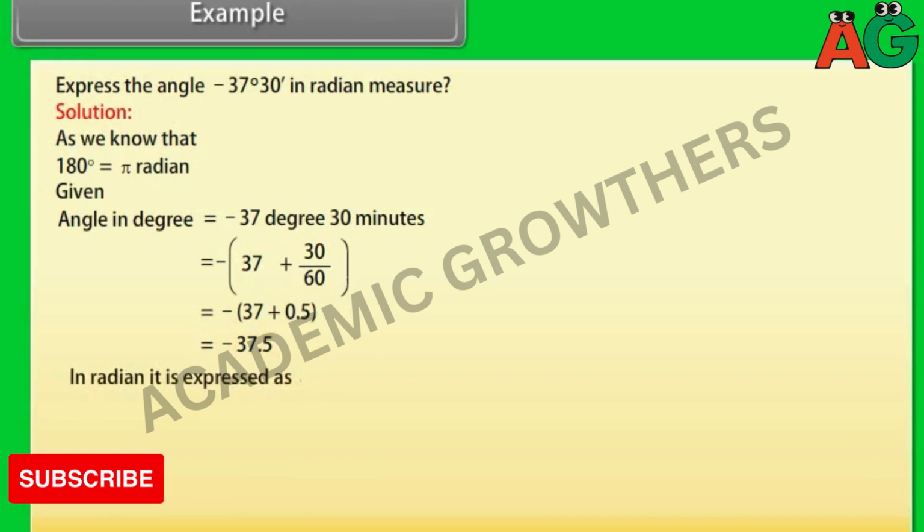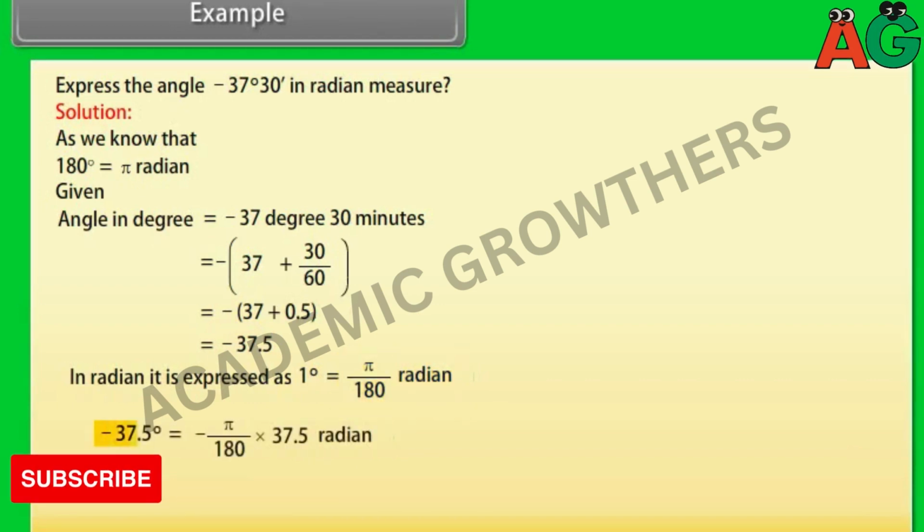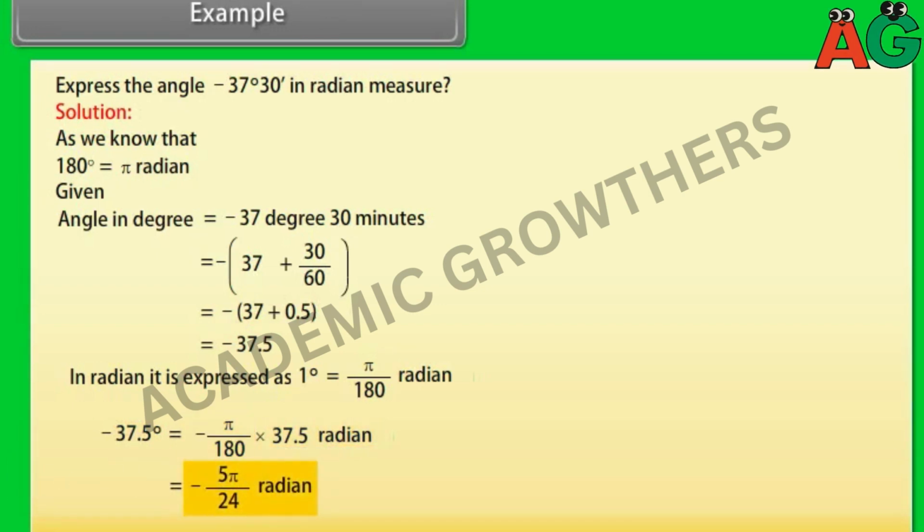In radian, it is expressed as: 1 degree is equal to pi by 180 radian. Minus 37.5 degree is equal to minus pi/180 into 37.5 radian, which is equal to minus pi by 24 radian.